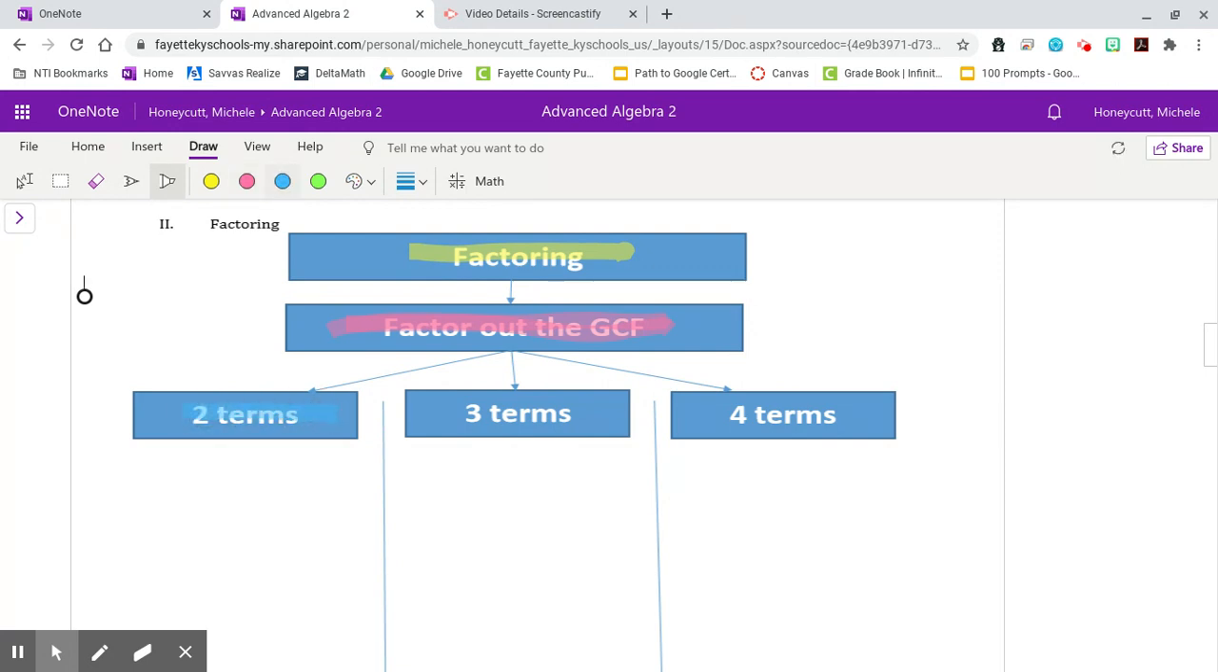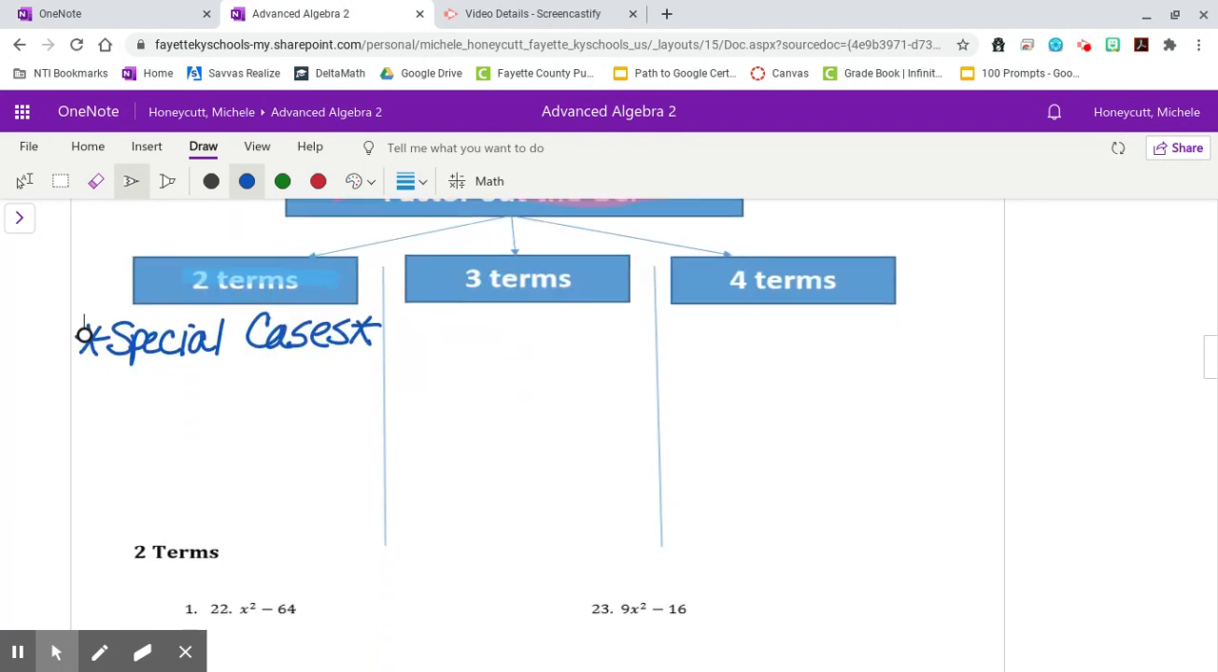Well, if there are 2 terms, then I want you to see if what you have is a difference of squares, because whenever you just see 2 terms after you factored out the greatest common factor, then you need to check to see if you have a special case. In this chapter, we're going to do, I think, 2 special cases. But today you only need to know about one special case, and that special case is called a difference of squares.